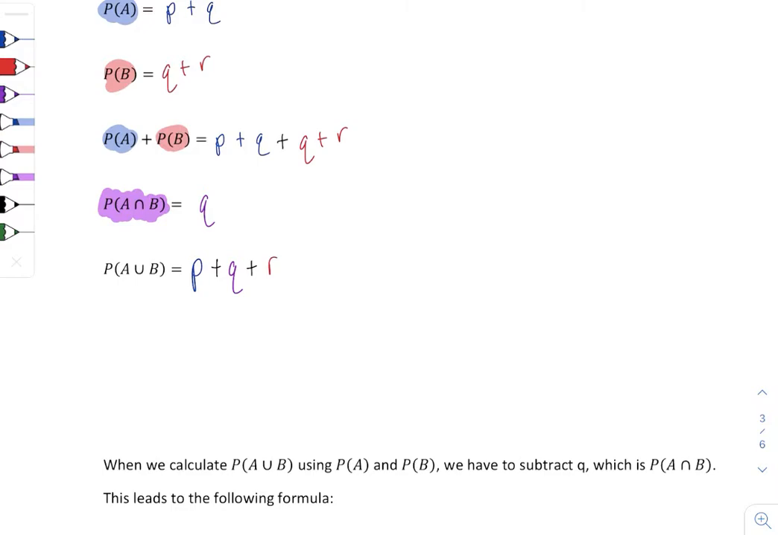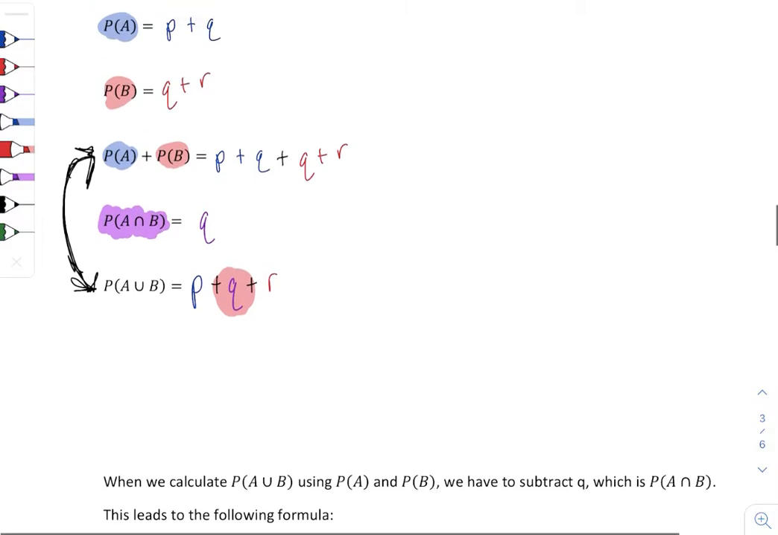Now we want to compare the difference between the probability of A plus B and the probability of A union B. The difference between these two is right here in the middle. When we have A plus B, we add Q twice, whereas when we want the probability of A union B, there's only one Q in there.